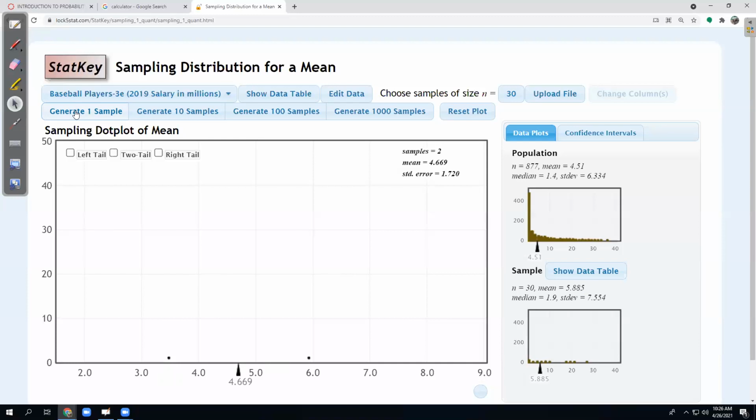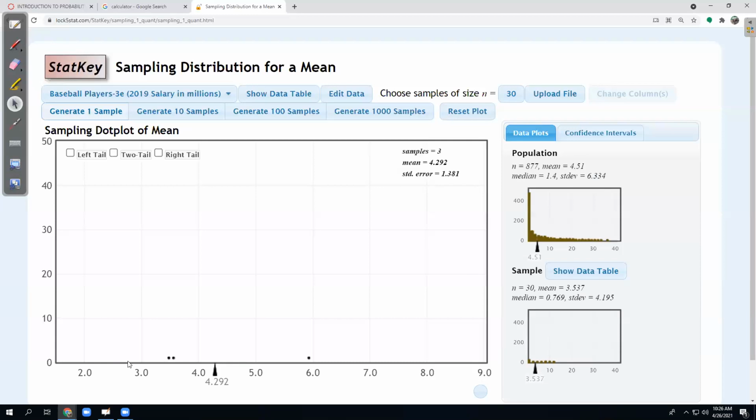I'm going to do this again. I'm going to generate another one sample. This time I got 3.537 as the mean. That's down here. And now the mean of all three of those is 4.292. Any individual sample is going to vary greatly, but all of these samples are coming from the population, and the population definitely has a mean of 4.51.